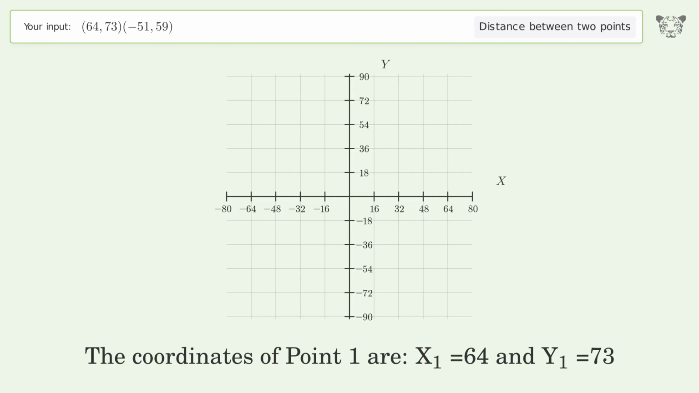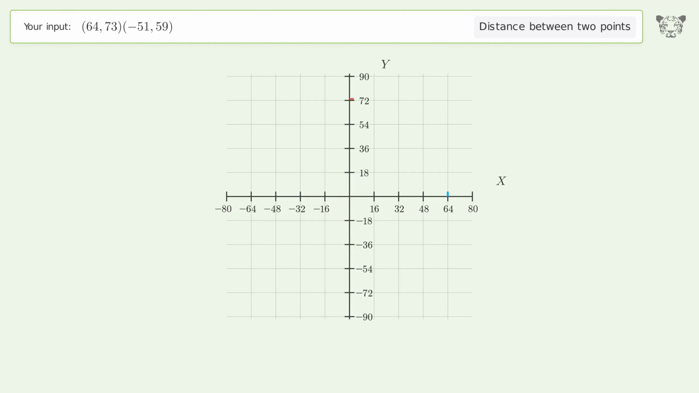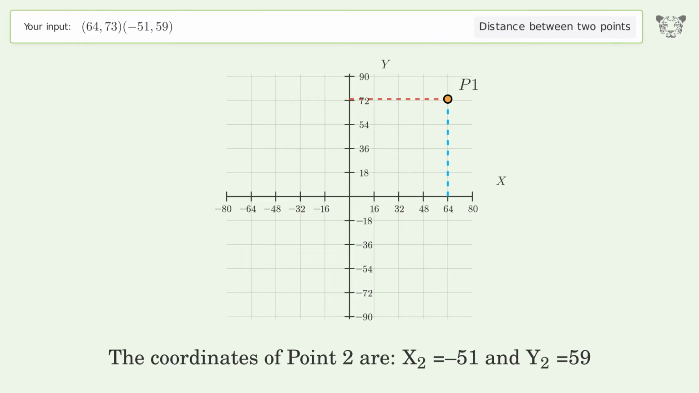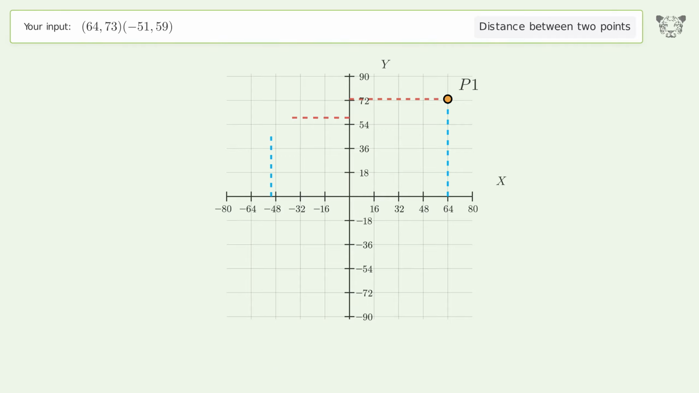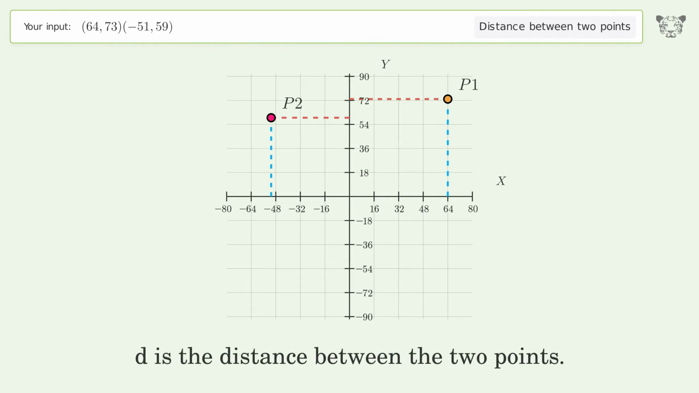The coordinates of point 1 are x1 equals 64 and y1 equals 73. The coordinates of point 2 are x2 equals negative 51 and y2 equals 59. D is the distance between the 2 points.